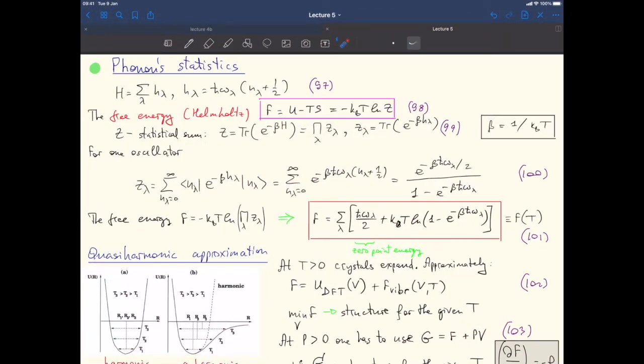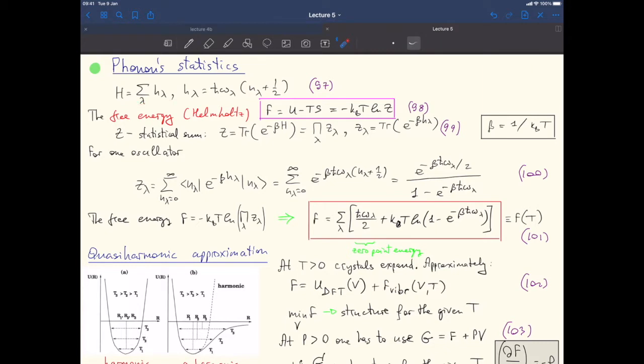And once we solve the Schrödinger equation for the oscillating atoms, we can talk about phonon statistics. So we shall discuss here the calculation of the free energy.